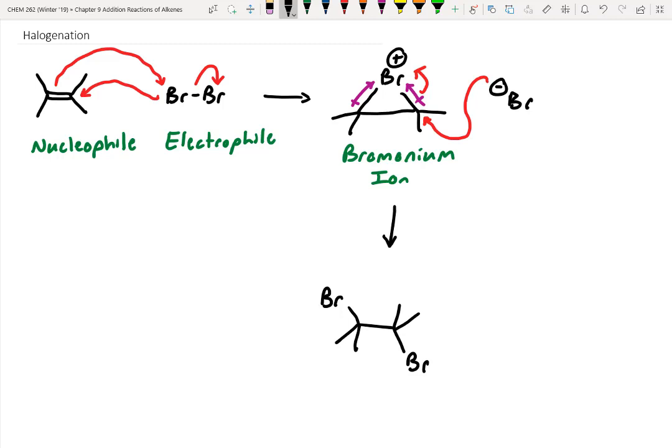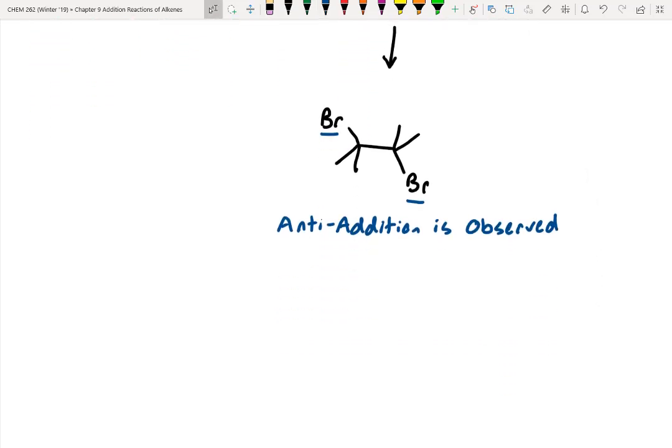And the cool thing with this reaction is you only get what's referred to as anti-addition, meaning the bromine on one side will be on the opposite face of the other bromine. So let's make a note.